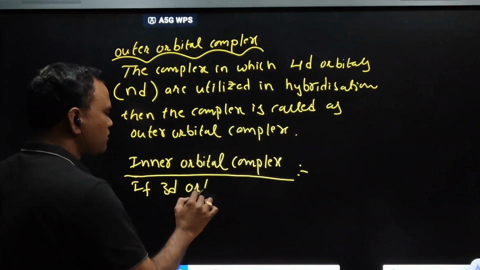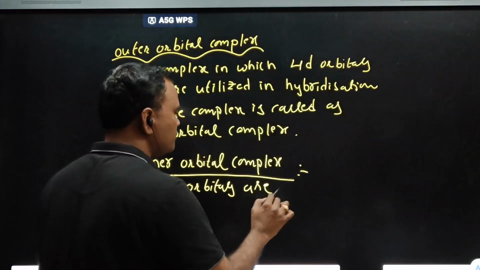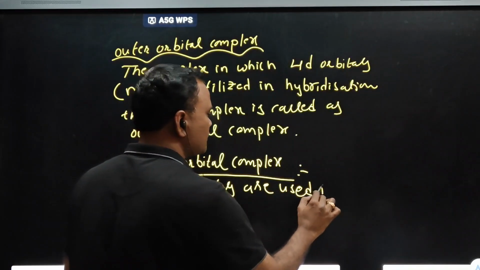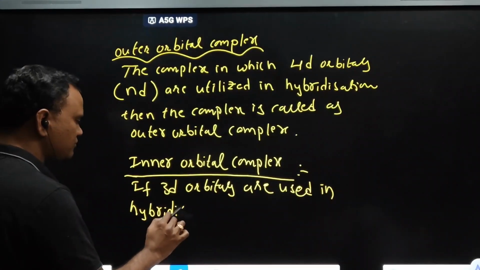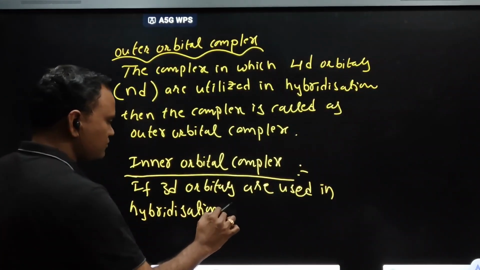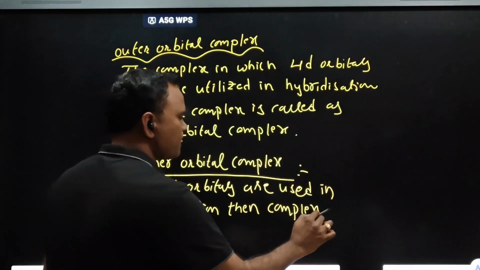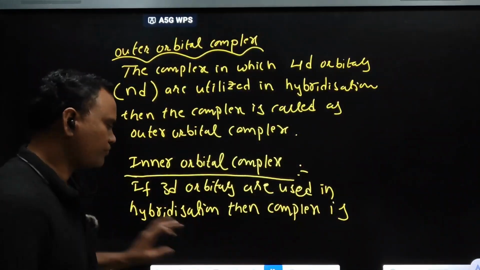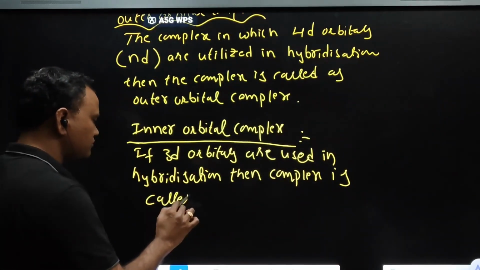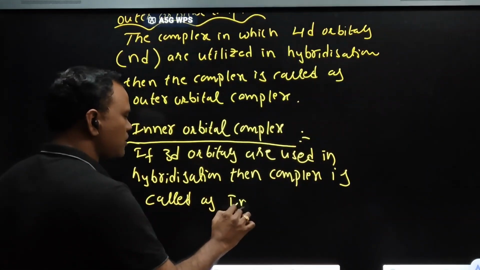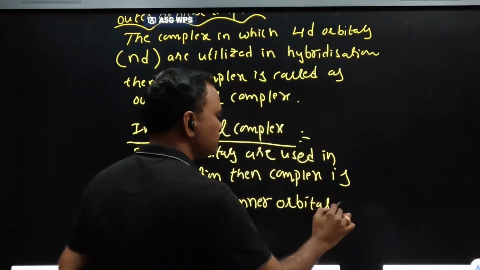If 3D orbitals are used in hybridization, then complex is called as inner orbital complex.